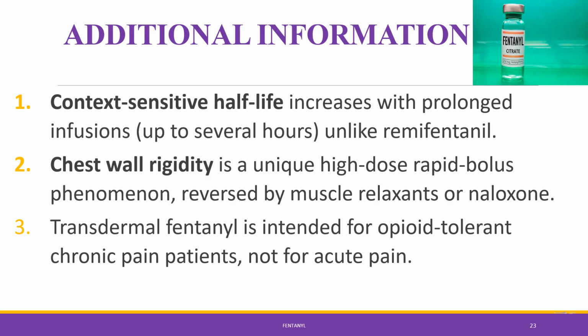Additional information. 1. Context-sensitive half-life increases with prolonged infusions, up to several hours, unlike remifentanil. 2. Chest wall rigidity is a unique high-dose rapid bolus phenomenon, reversed by muscle relaxants or naloxone. 3. Transdermal fentanyl is intended for opioid-tolerant chronic pain patients, not for acute pain.